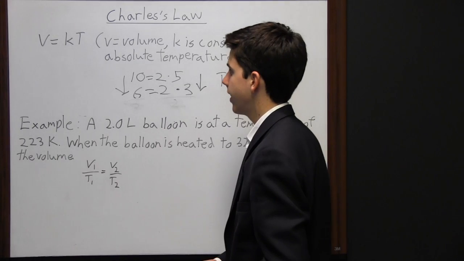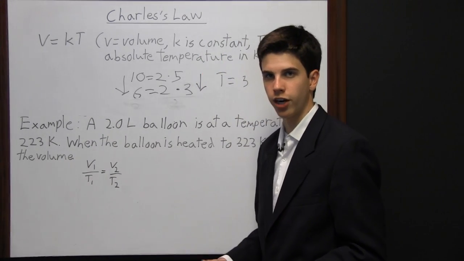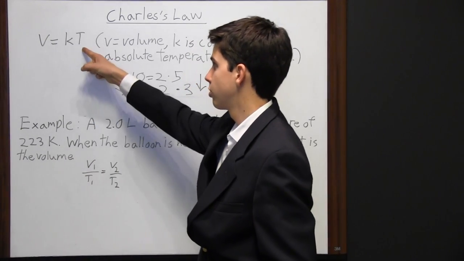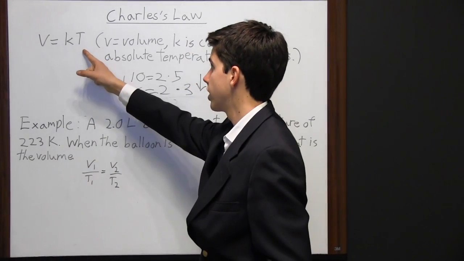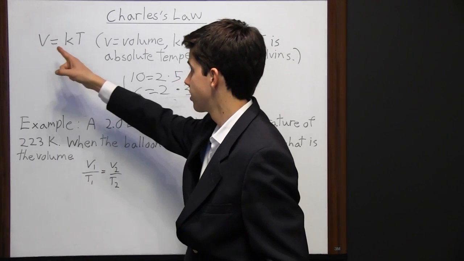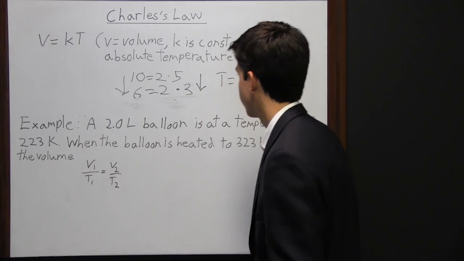So volume went down, and so did temperature. So we can see here that volume and temperature are directly related. In other words, what happens to one variable will also happen to the other. If volume decreases, temperature will decrease. If temperature decreases, volume will also decrease. And if volume increases, temperature will increase. And if temperature increases, volume will also increase.